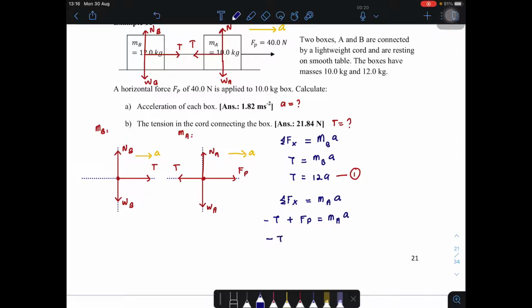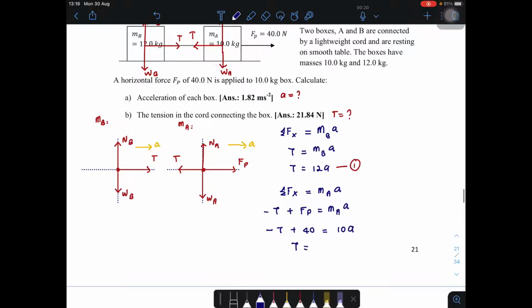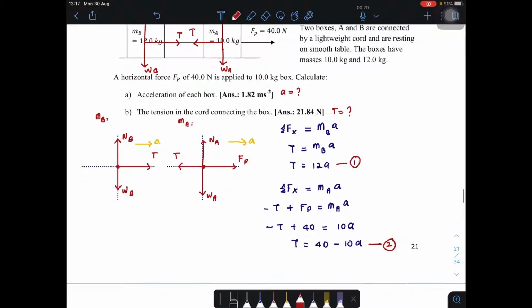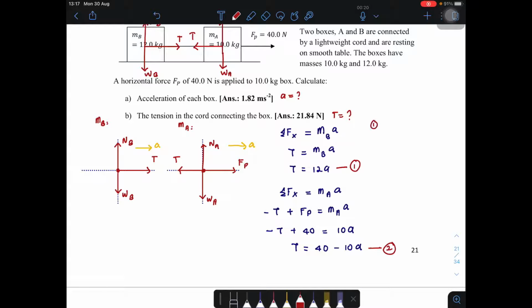So substitute what we have. FP is 40, MA is 10, and then A. So this one can be arranged to become 40 minus 10A. So this is the second equation. Okay, just equate them and solve as usual. You will get 12A is equal to 40 minus 10A. So acceleration is equal to 1.82 meters per second squared.